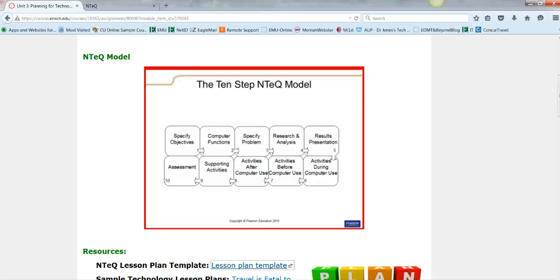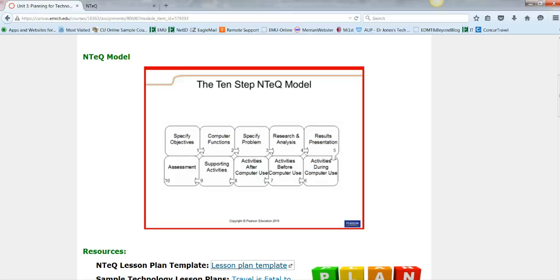The 10 steps include specifying your objectives, and in that I would also say identifying the standards, the content as well as the technology standards that you want your students to achieve, and then identifying the computer functions that you will be utilizing along with the skills that you anticipate your students acquiring by doing the various computer functions. You also have to specify a problem for which you want the students to be working to achieve.